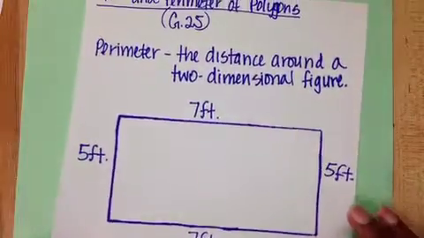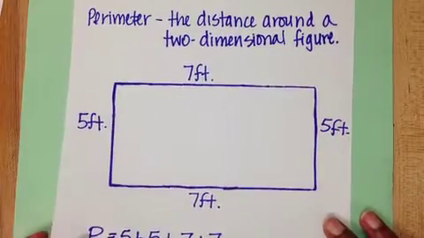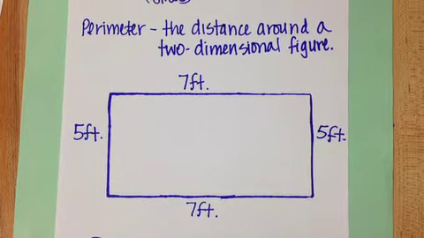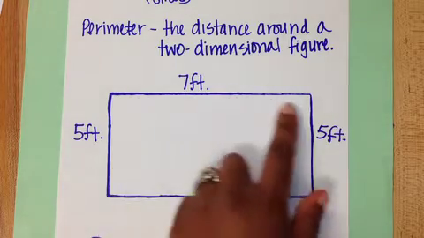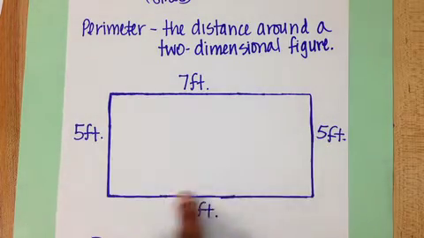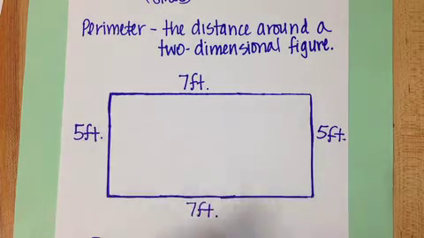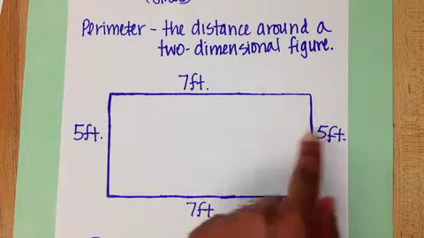Okay, so the next term that we're going to look at is perimeter. The definition of perimeter is the distance around a two-dimensional figure. I have a figure here, and this figure is a rectangle. How do I know it's a rectangle? Well, let's think back to the properties of a rectangle. A rectangle, of course, has 4 sides, so it's a quadrilateral, and we know we have 2 pairs of parallel sides and 2 pairs of congruent sides.